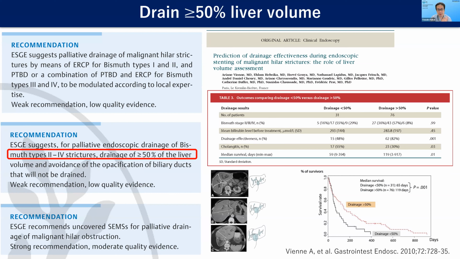And recently, we try to drain more than half of the total liver volume, because this study showed that if we drain more than 50% of the liver volume, the patient survives longer. So we have to drain more than half of the liver, especially in high grade hilar strictures.